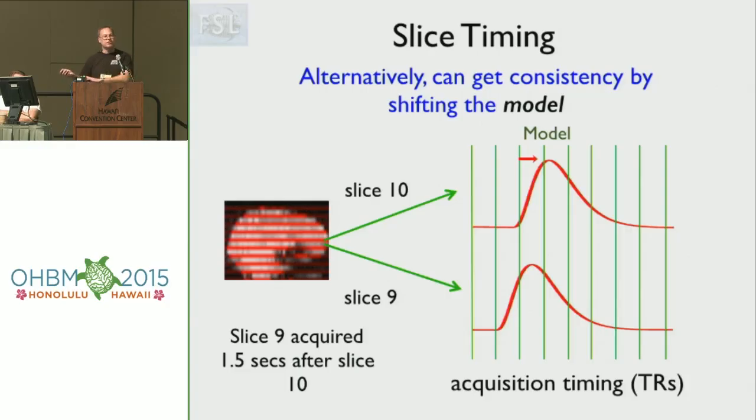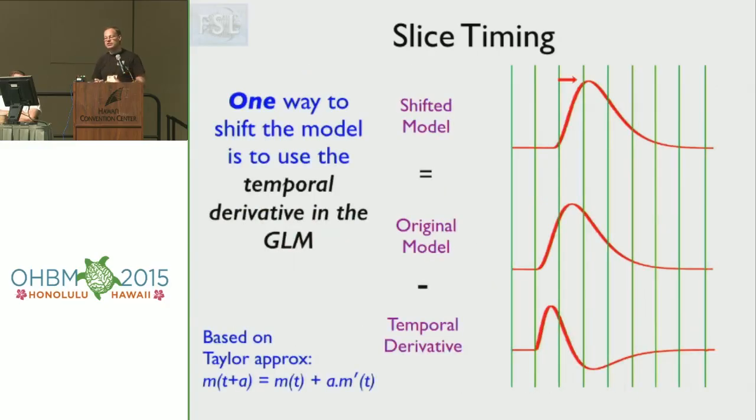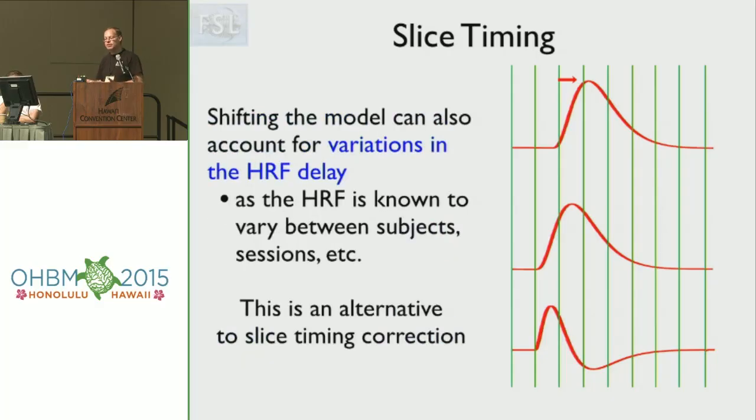And one of the ways that you can implement shifting the model is actually to use a temporal derivative within your GLM. So the mathematical amongst you will recognise that this is a Taylor expansion, but basically what it means is that if you add or subtract different amounts of the temporal derivative, it has the equivalent effect of shifting your model backwards and forwards in time. And so we can actually put this into the GLM and have the GLM estimate what is an appropriate shift to do, which means that we haven't actually needed to tell it about the slice timing acquisition, which is kind of a minimal benefit.